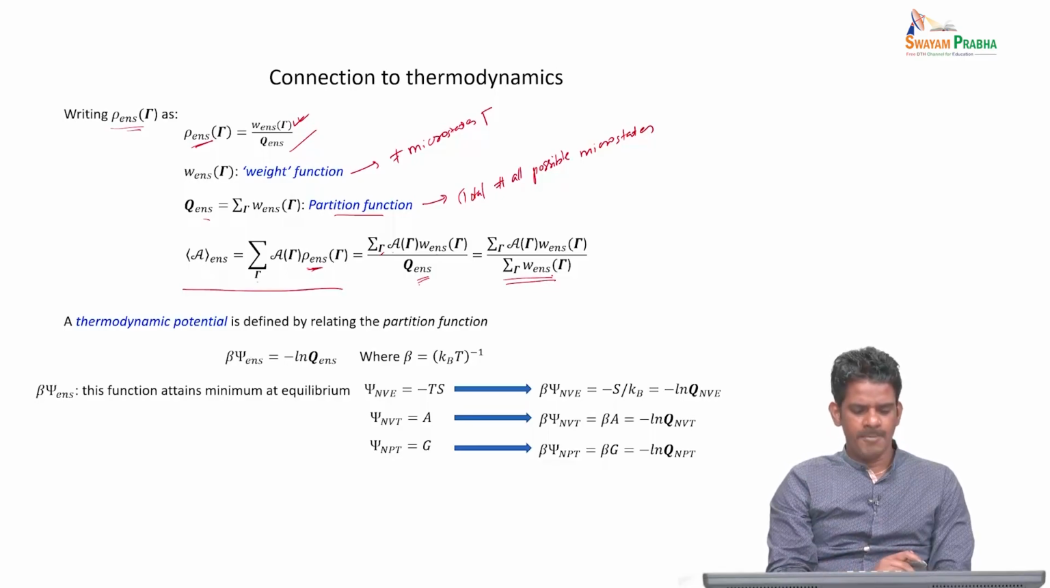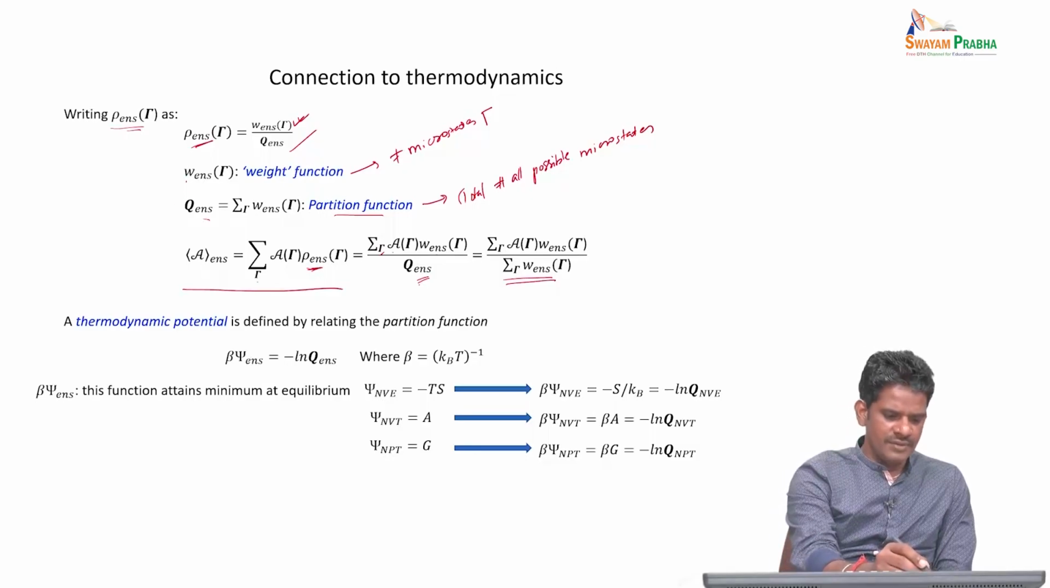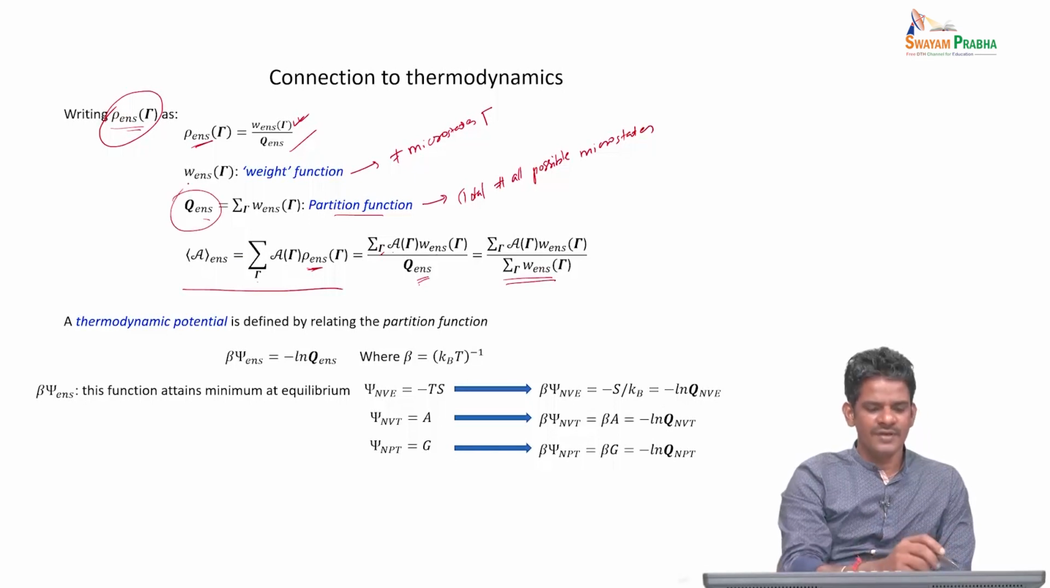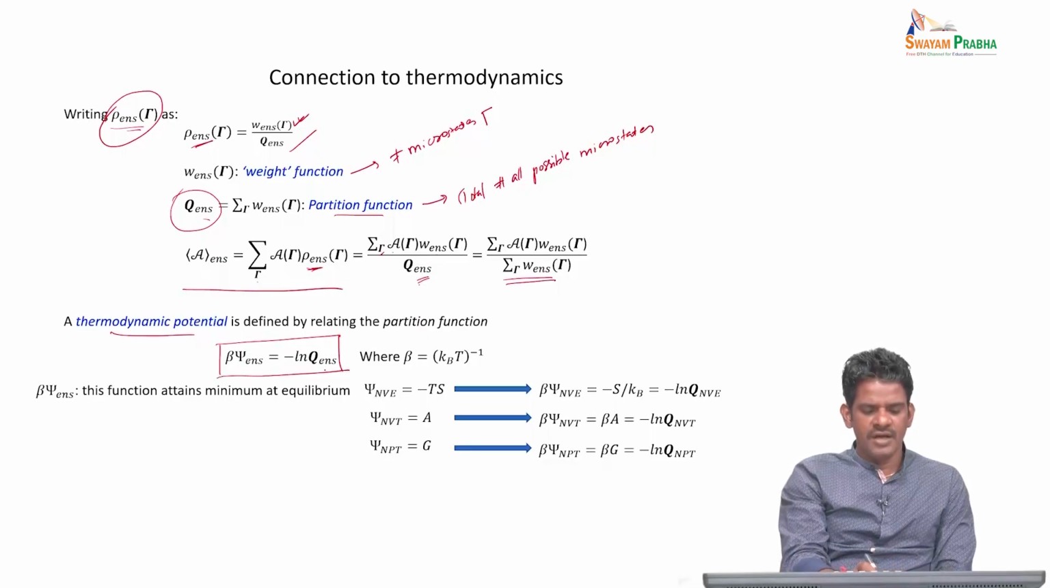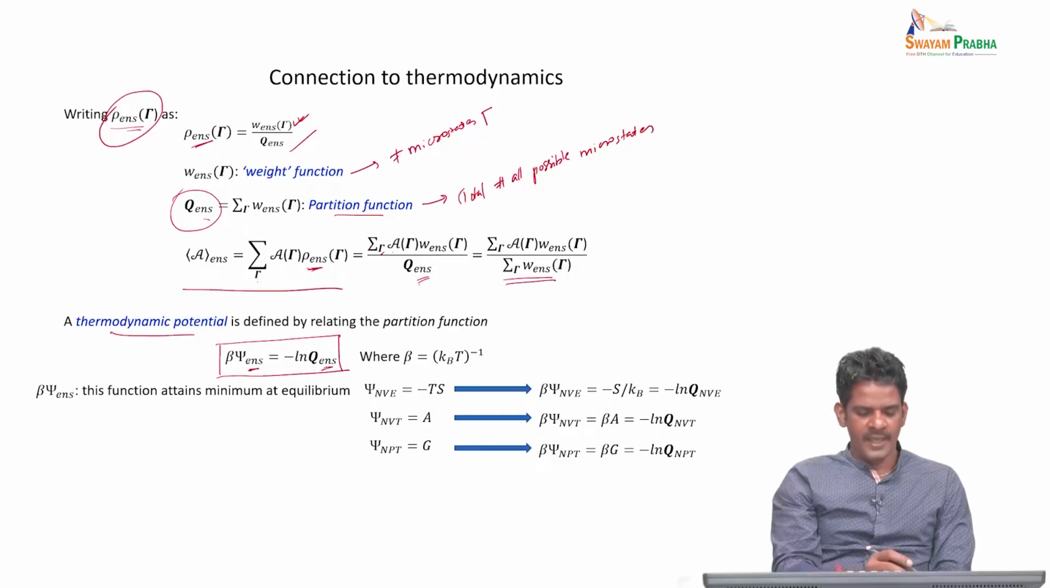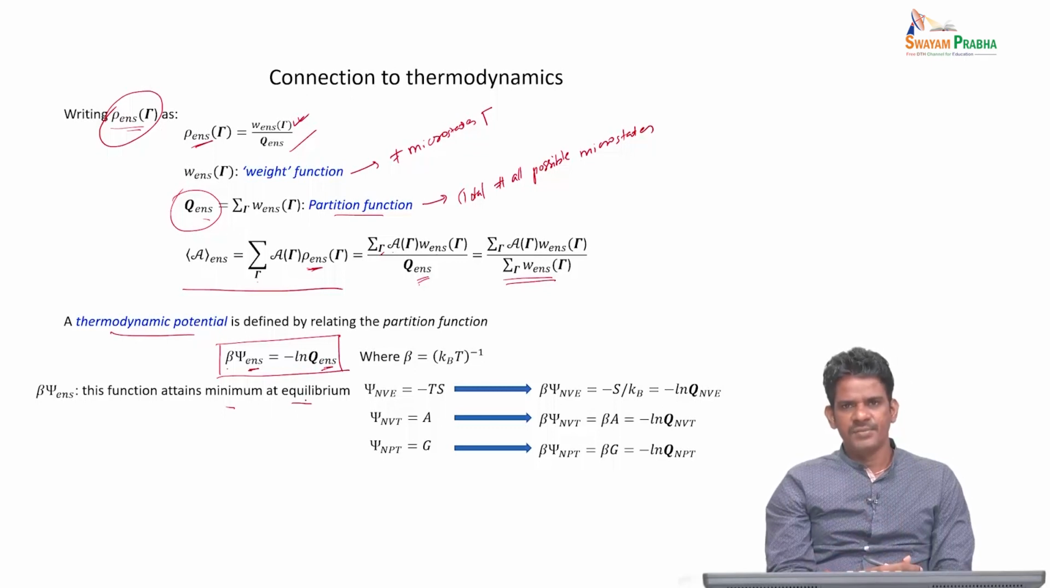So now for every given ensemble there is a density distribution. For every density distribution there is a partition function. For every partition function there is a thermodynamic potential. And this thermodynamic potential is generally written as beta times phi is equal to minus ln Q ensemble. Here the ensemble is something that we specify as a macroscopic variable, and beta is the inverse of temperature, 1 by kBT. And you will see that this thermodynamic potential attains a minimum at equilibrium, which we know from thermodynamics.